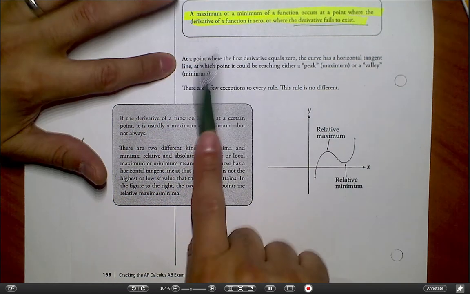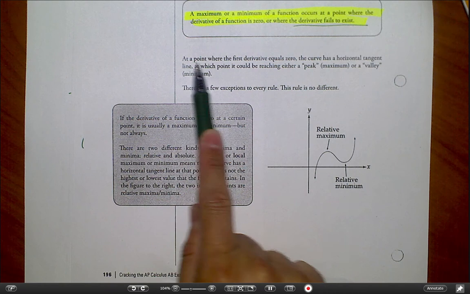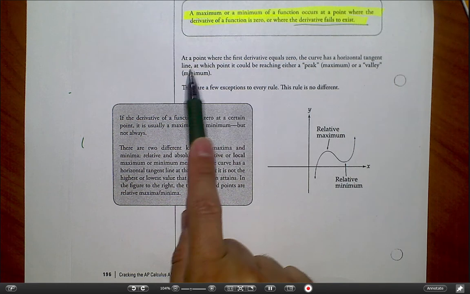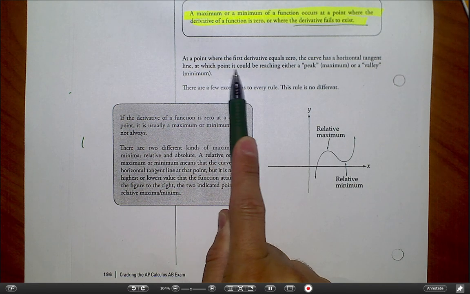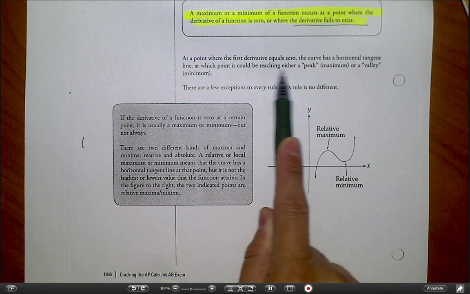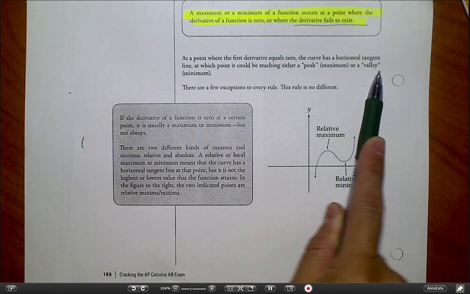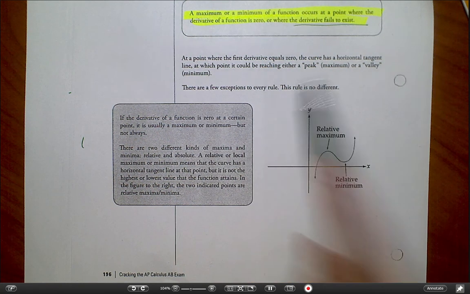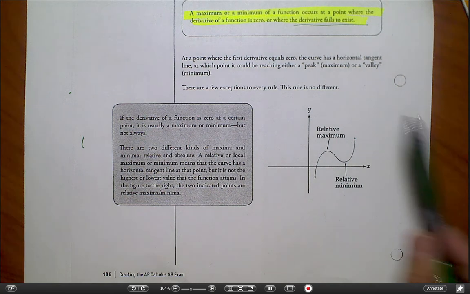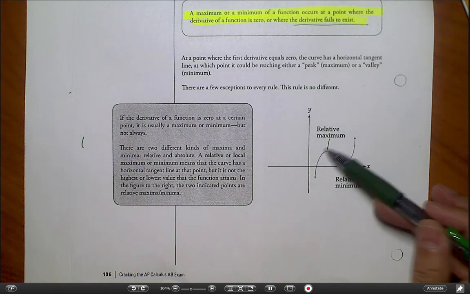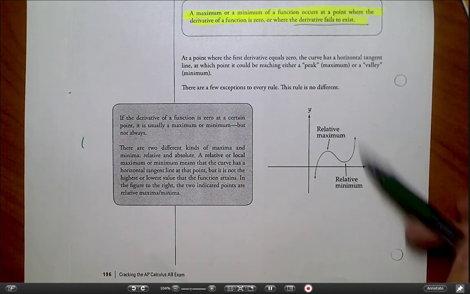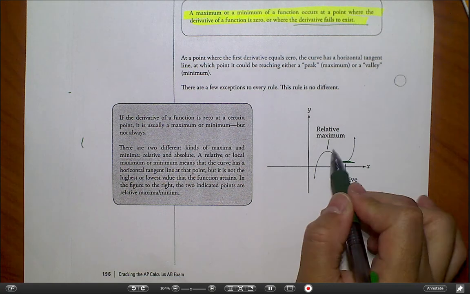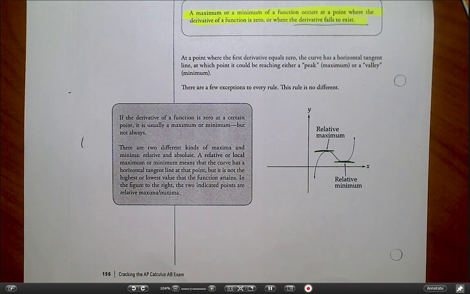Reading through here, it says at a point where the first derivative equals 0, the curve has a horizontal tangent line. At that point it could be reaching either a peak, a maximum, or a valley, a minimum. There are a few exceptions to every rule, and this rule is no different. Does that make sense? At this point right here, the slope is 0. Right here, also slope of 0.